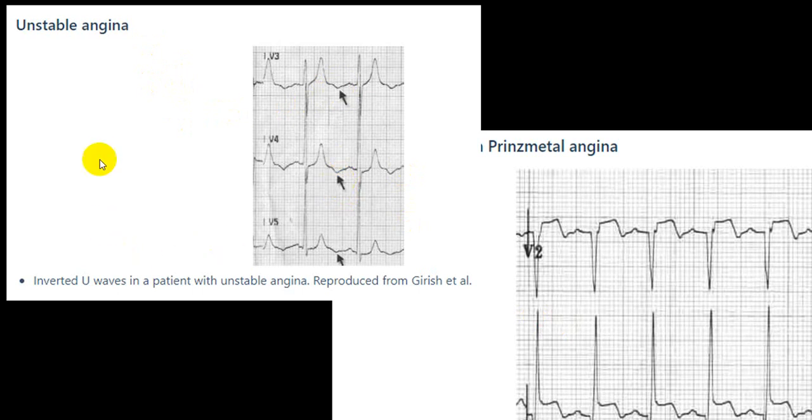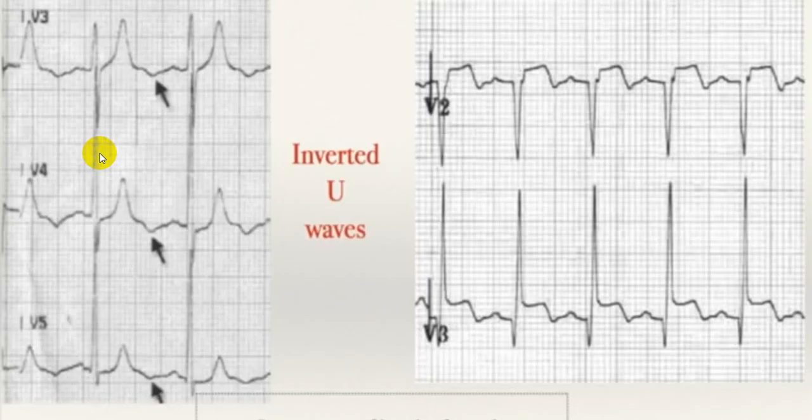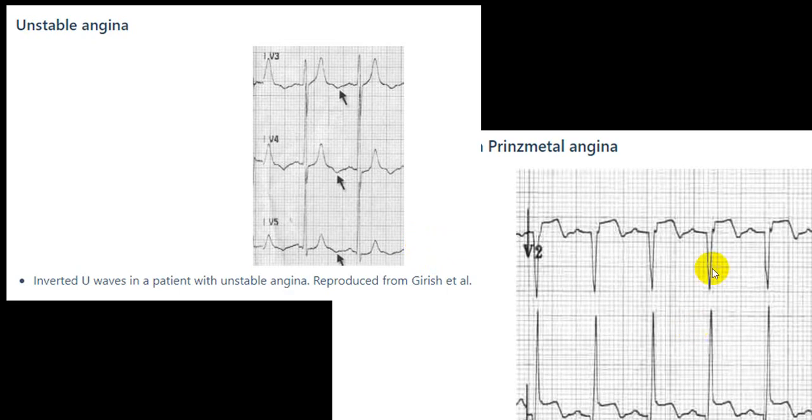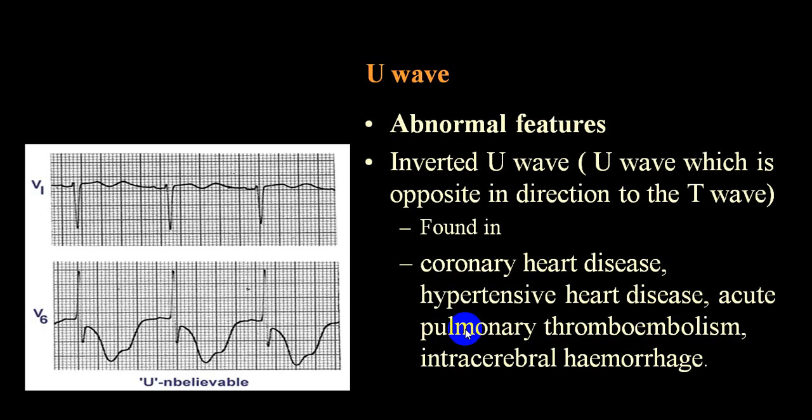This will be here. Same, unstable angina. And this is Prinzmetal angina, or even in case of a STEMI. But this was a case of Prinzmetal angina, vasospastic angina. So inverted U wave will be in the opposite direction of a T wave. You can see here, this is an unbelievable U wave inversion.